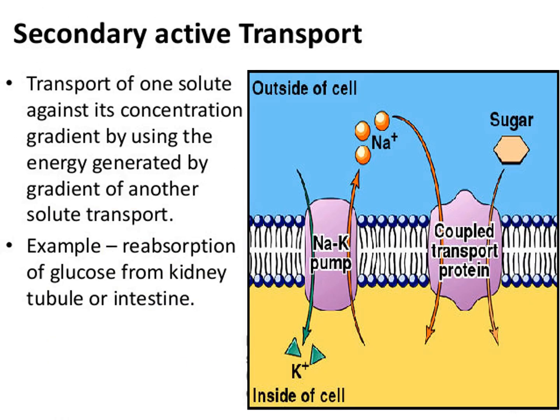Next comes secondary active transport. Transport of one solute against its concentration gradient by using the energy generated by the gradient of another solute transporter. Example, reabsorption of glucose from the kidney tubule or intestine. With the help of the sodium-potassium pump, along with the sodium, sugar molecules also will be transported. So with the help of primary, secondary will be acting. That's why it is called secondary active transport or sodium co-transport.